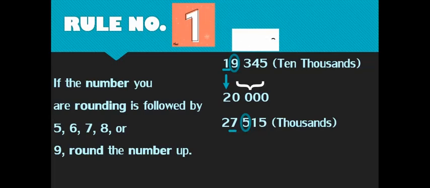But before that, we will write first the number on the left side of 7, which is 2. So 7 plus 1 will become 8, and the rest of the numbers will become 0. So if we round off 27,515 to the nearest thousands, we have 28,000.